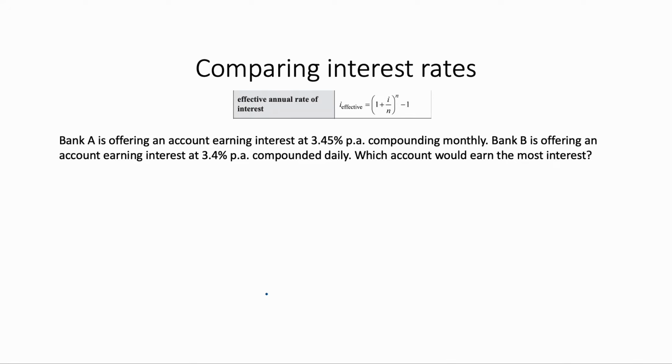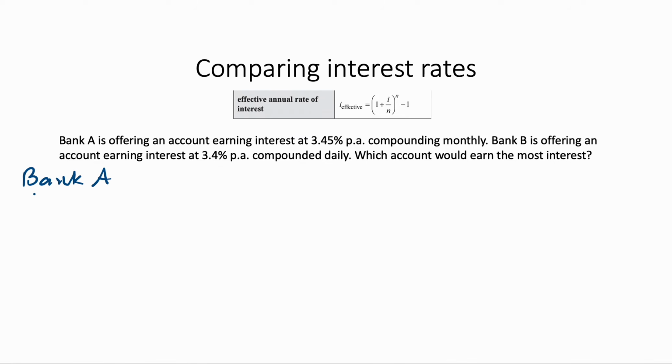Now let's have a look at where we're going to use the comparing interest rates formula, the effective annual rate of interest. If we've got a question like this where we have two banks offering different investment options and we want to know which one is going to earn the most interest, basically all we need to know is the rate and the compounding period. It doesn't matter how much we're investing. We don't need to know that to compare. So all we want to do is look at each one in turn.